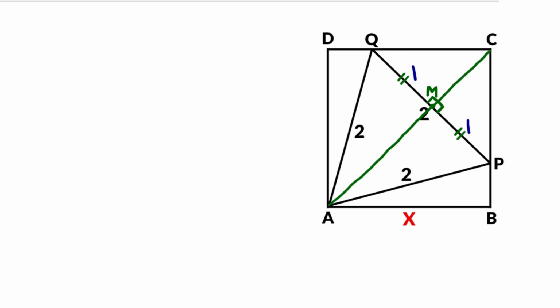Now, focus on right triangle AMP. Its hypotenuse, AP, is 2. One leg, PM, is 1. So let's apply the Pythagorean theorem. AM squared plus 1 squared equals 2 squared.